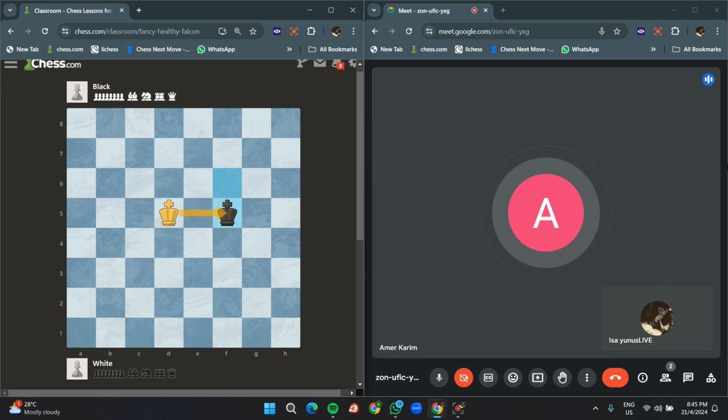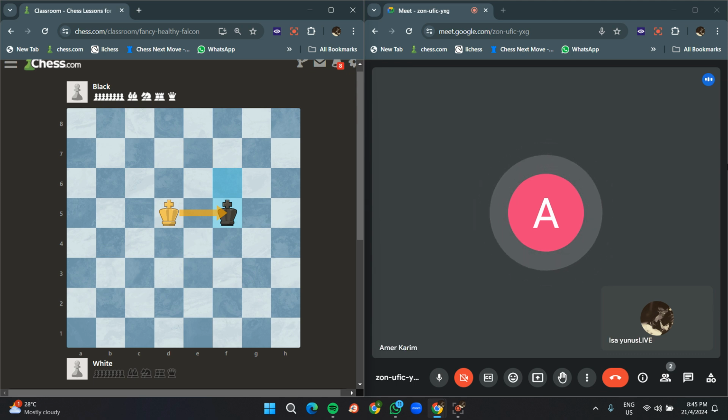Opposition, distant opposition, side opposition, diagonal, all are the different varieties of the opposition. Practically, we will see in the games how this opposition actually works. Opposition is a very, very important theme in the pawn endgame.